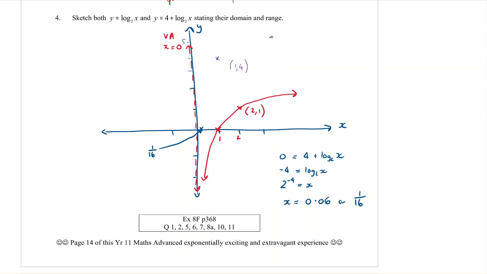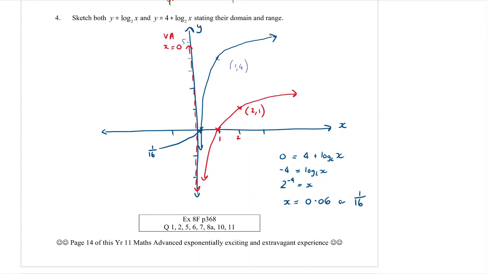And my graph is going to come down like that. So I have shown my asymptote, I have shown my intercept, and I have shown an extra point. I still need to do the domain and range.